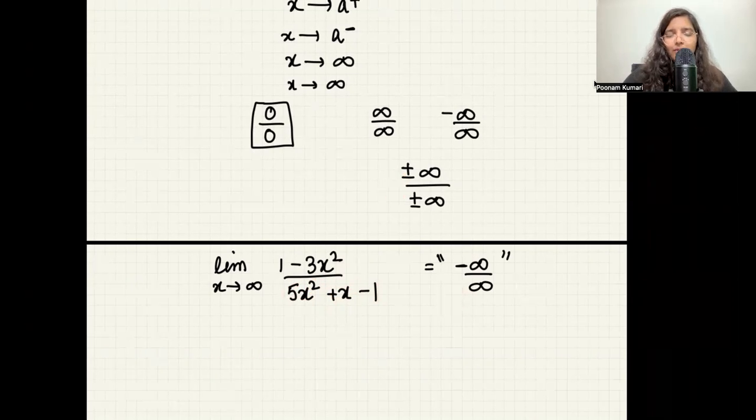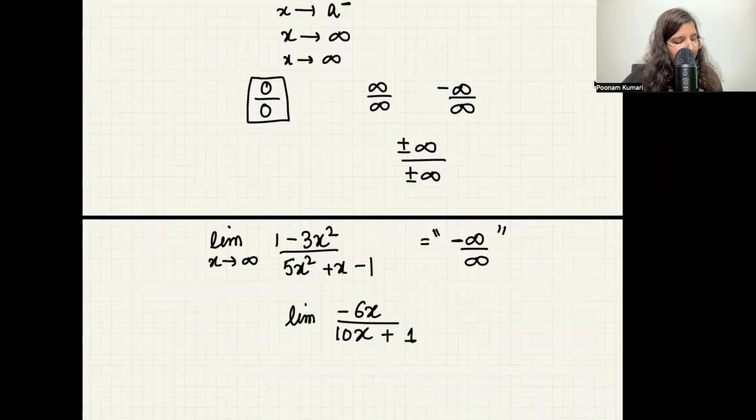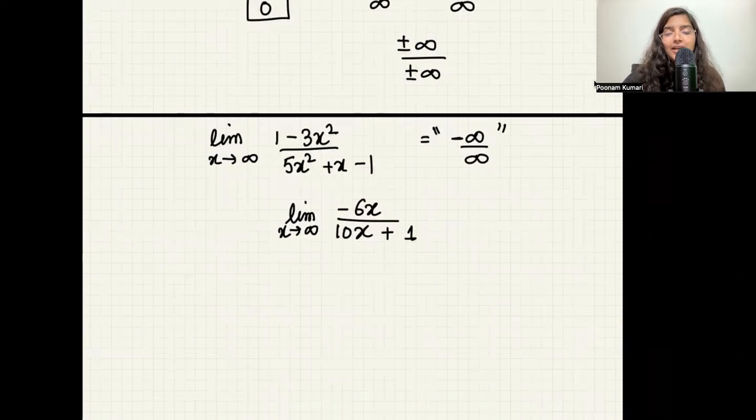So now how do you go about it? So you can just differentiate these functions and then try to figure out the limit. So differentiate this function. What do you get? Minus 6x divided by, if you differentiate it, what do you get? 10x plus 1. That is what you get. Okay. And then you just have to find this limit as x is tending to infinity. Okay. So if you try to find this limit, now, some people might say that, okay, this is also again infinite by infinite case.